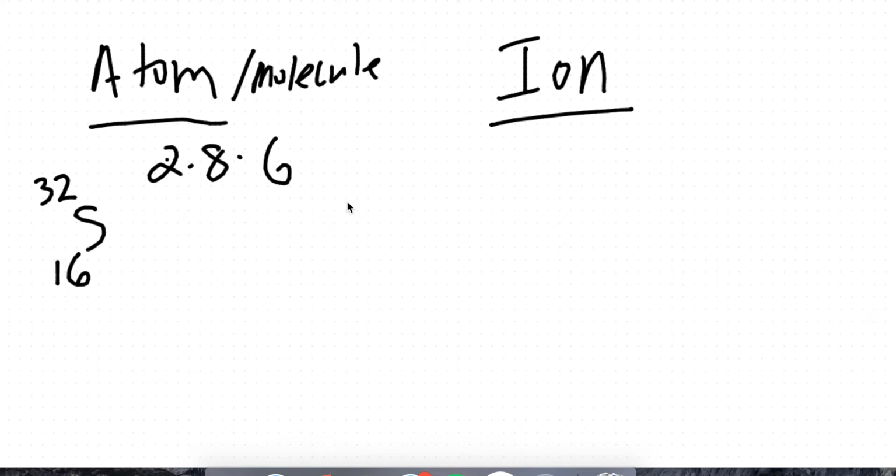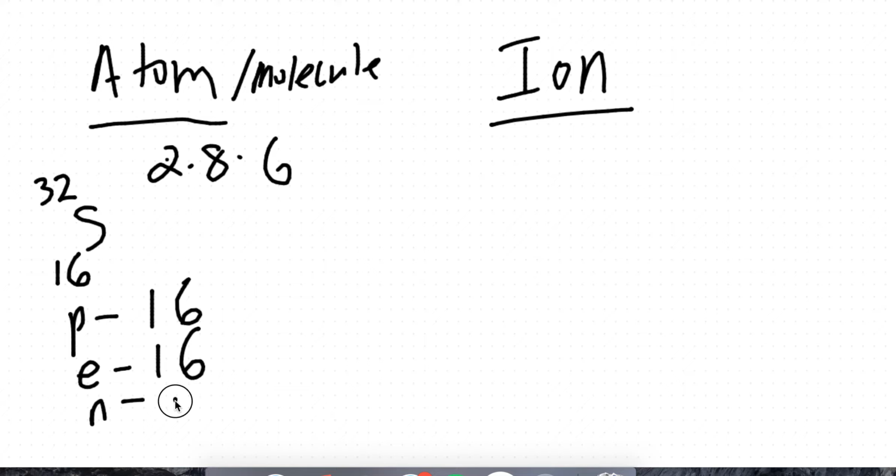Okay, so when you look at this, sulfur has 16 protons, 16 electrons, because proton and electrons for the atom is the same, and the neutrons will be 32 minus 16, which is also 16. The electronic configuration is 2.8.6. Now, what will the electronic configuration be for the ion of sulfur?